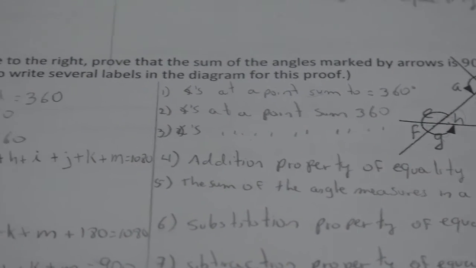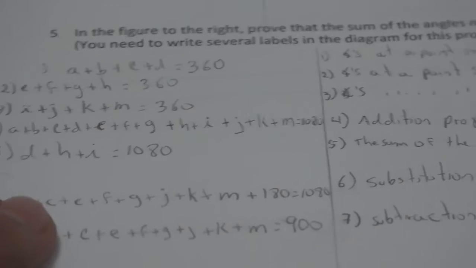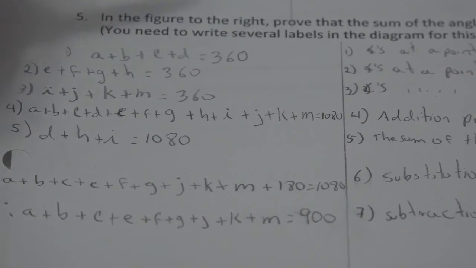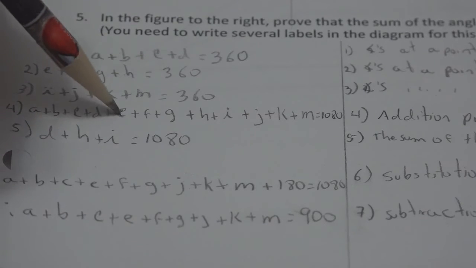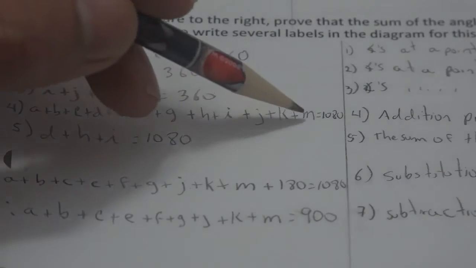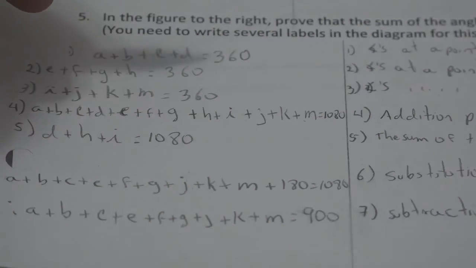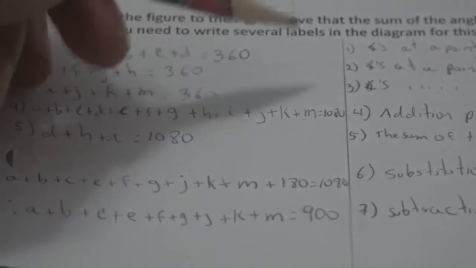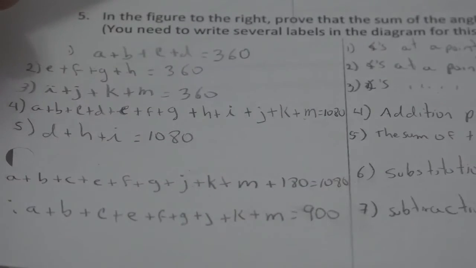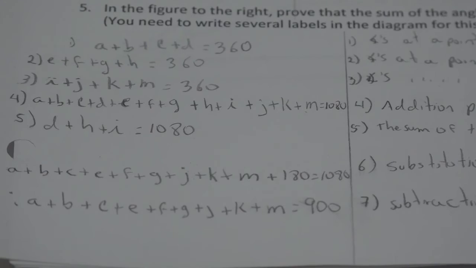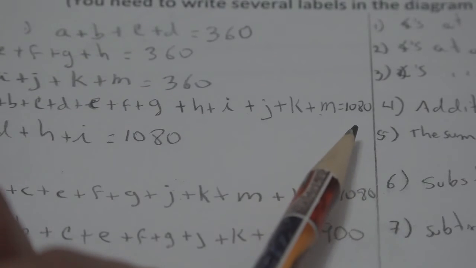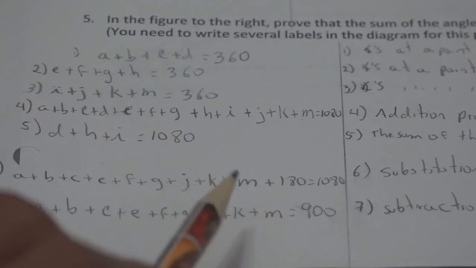Now I went and I said that the sum of all the angles, watch, A, B, C, D, E, F, G, H, I, J, K, L, M, and they sum to 1080. Yeah, you cannot see it. I'm going to show it to you. Oops, sorry. See, 1080. Don't even think about it. I'm not tricking you. All right then.